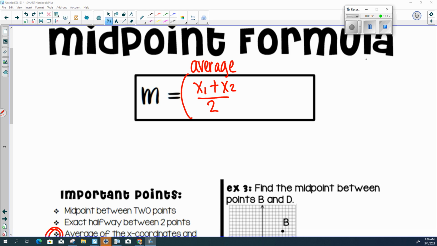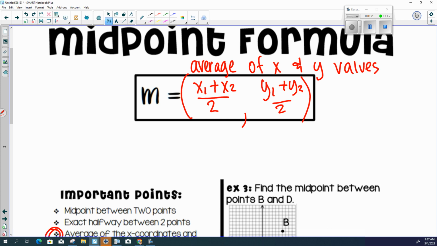Okay, once we find the average of the x values, which will be the middle of the x values, we do the same thing with the y values. We find the average of those two numbers. So again, it's just another formula to try to memorize. But if you can remember that the middle will be the average, it's not so hard to memorize.